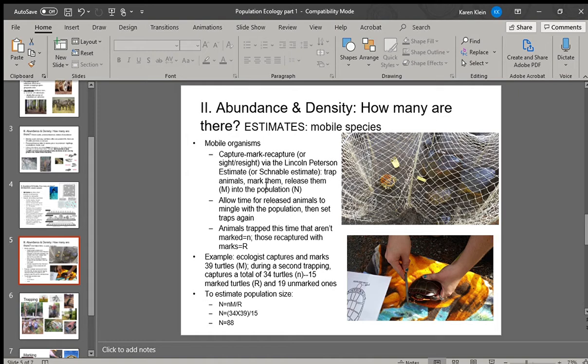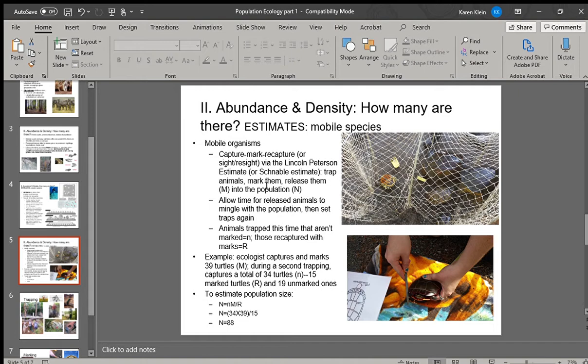You use the method of capture, mark, and recapture, and then the math that you use is a Lincoln-Petersen estimate. You can also use a Schnabel estimate, and we'll differentiate that in lab. Lincoln-Petersen is for kind of a once and done. A Schnabel estimate is used over long periods of time where you're constantly capturing, recapturing, capturing, recapturing.